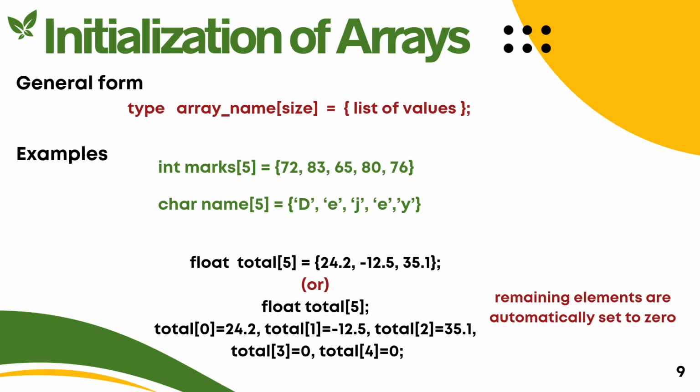And alternatively, you could also do it the way I have put it at the last. Float total of 5 is equal to 24.2 comma minus 12.5 etc. So, there you could see that the size of the array is 5, but I have given only 3 values within. So, it means that the first 3 locations in that array will be initialized to these 3 values, and the other 2 elements will be automatically set to 0.